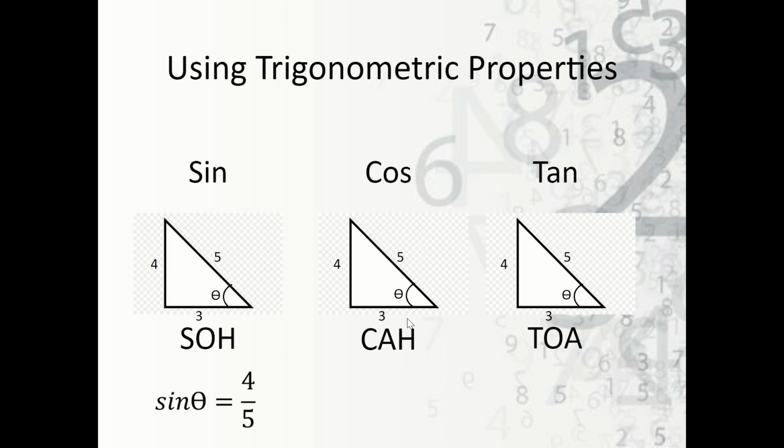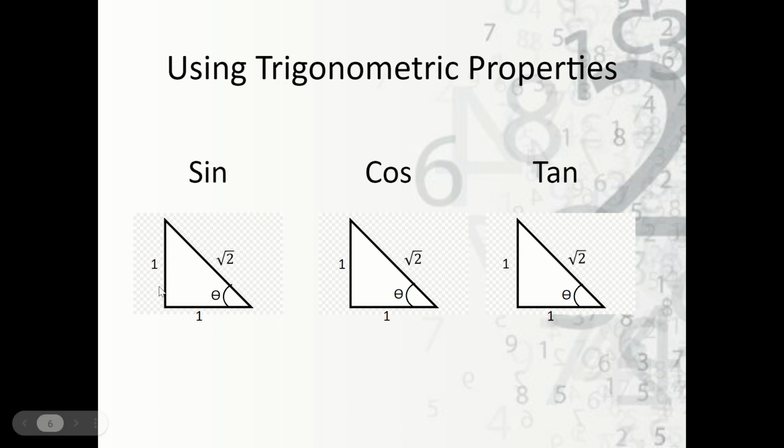Now we have the cosine. The cosine is the adjacent over the hypotenuse. So the adjacent side is here. So this is 3 over 5. And tangent is opposite over adjacent. So the opposite is 4 and the adjacent is 3. So it would be 4 over 3.